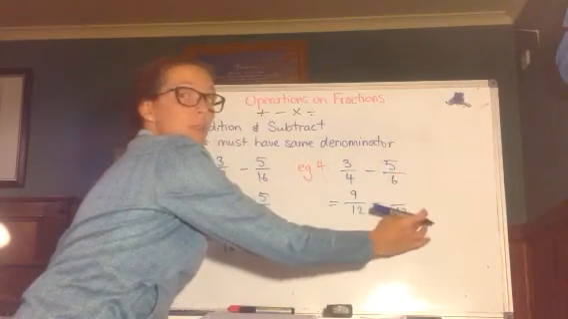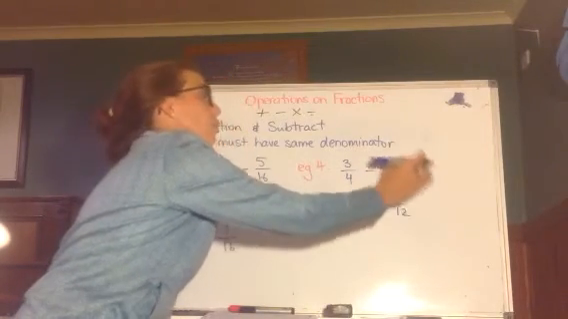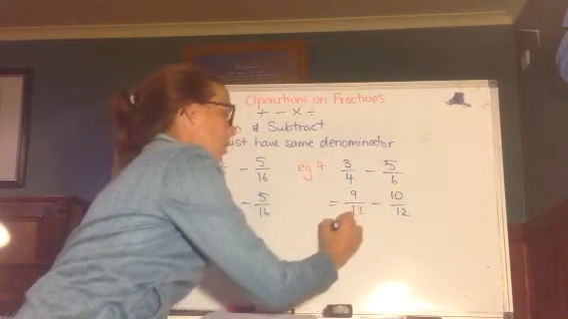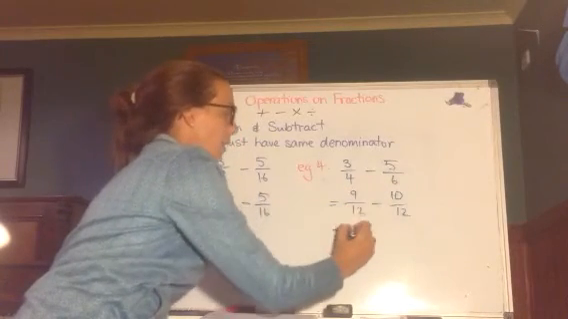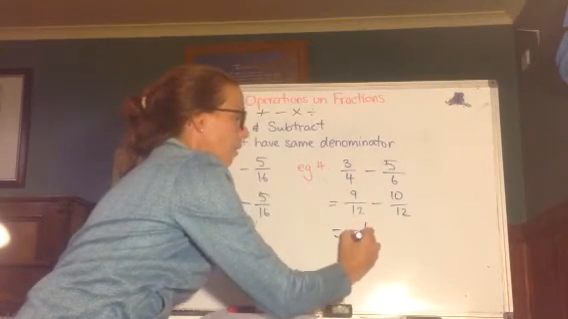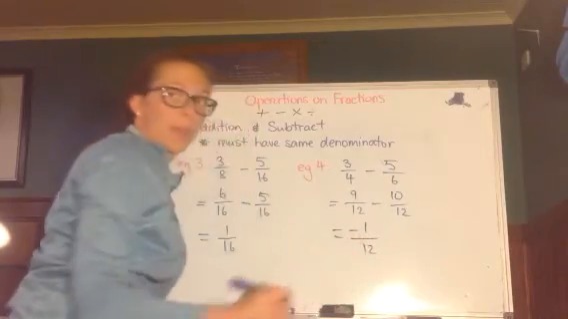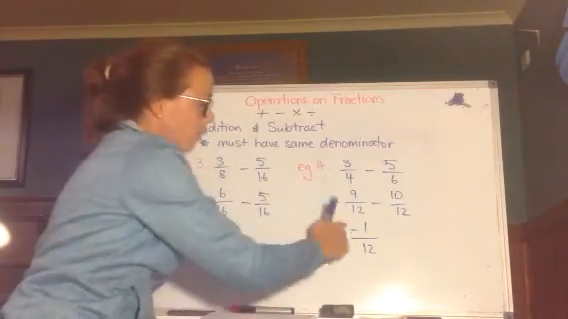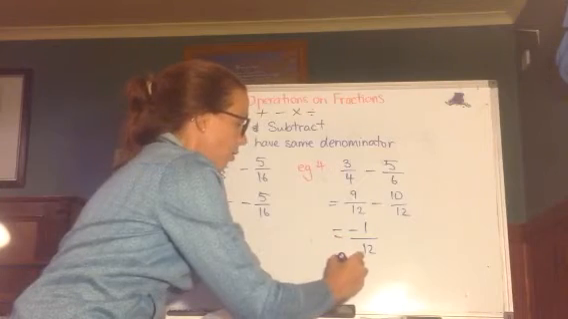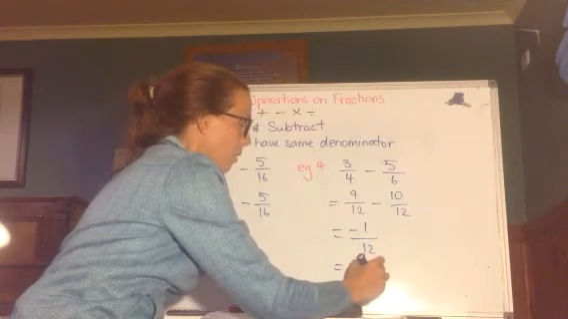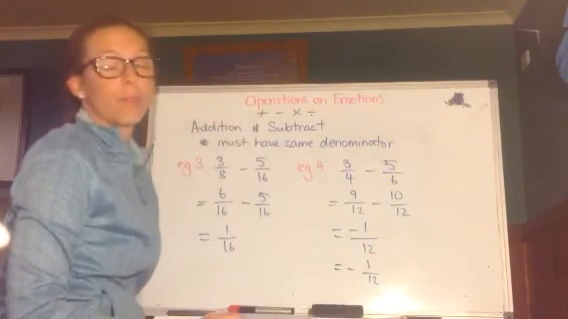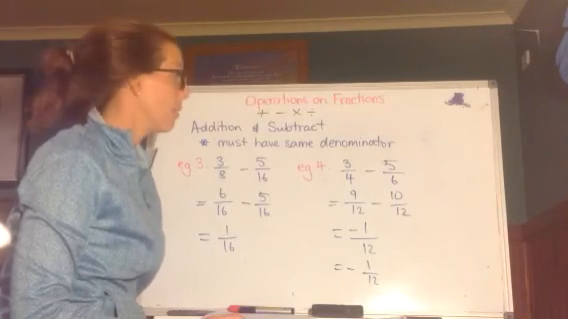How did I get 6 to be 12? I multiplied by 2, so I times the top by 2. 9 take 10 is -1 over 12. Now it doesn't really matter where you put that negative. You could write it like that. You could write it like this. And that's still the same thing. It doesn't actually matter where that negative is.